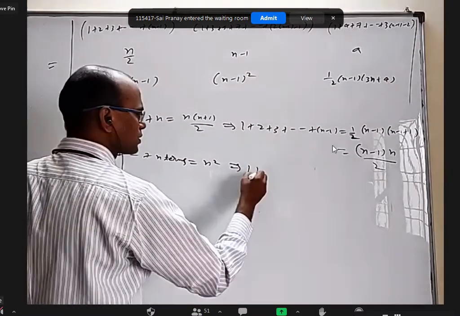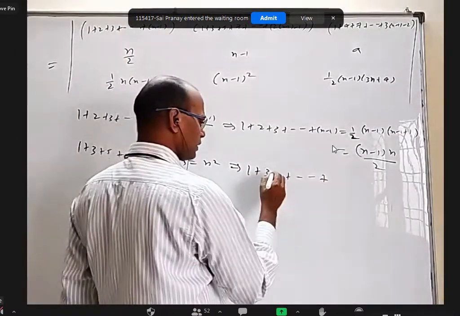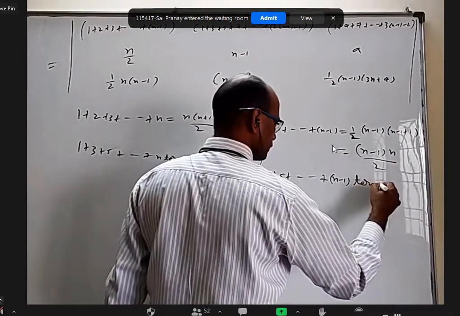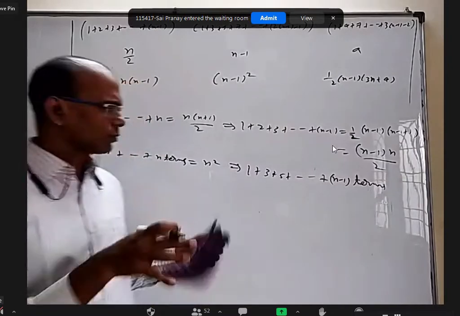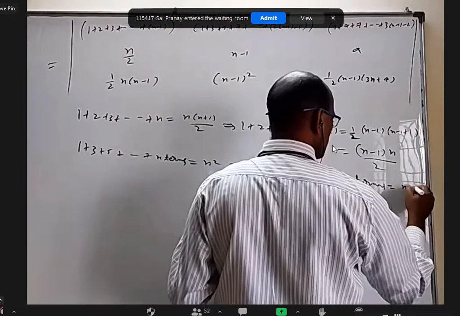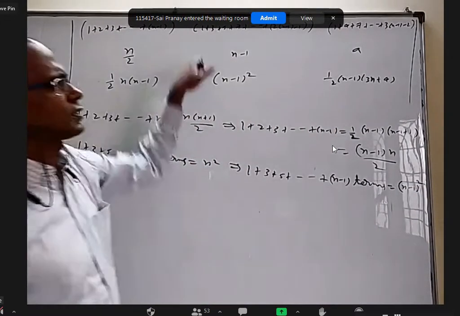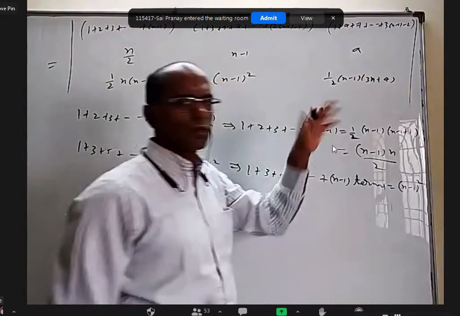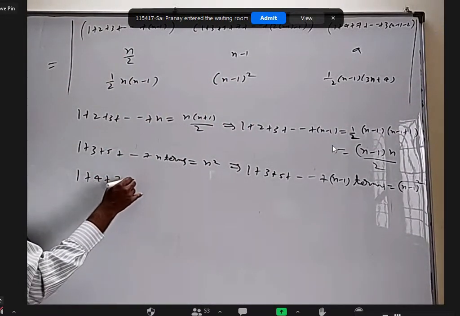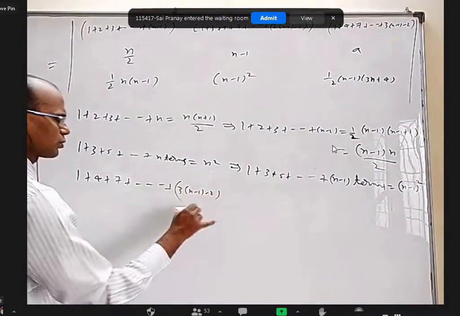In the same way, this is 1 plus 3 plus 5 so on up to, these are not n terms, these are n minus 1 terms. I would have given the question up to n terms, but to understand the point only this is. So it is equal to n minus 1 whole square. You can see this and this are same, this and this are same. Coming to this, we will use just the AP formula only. 1 plus 4 plus 7 so on up to 3 into n minus 1 minus 2, doesn't matter.